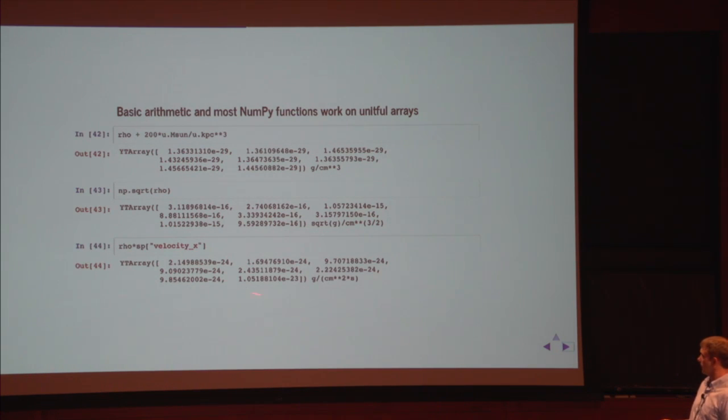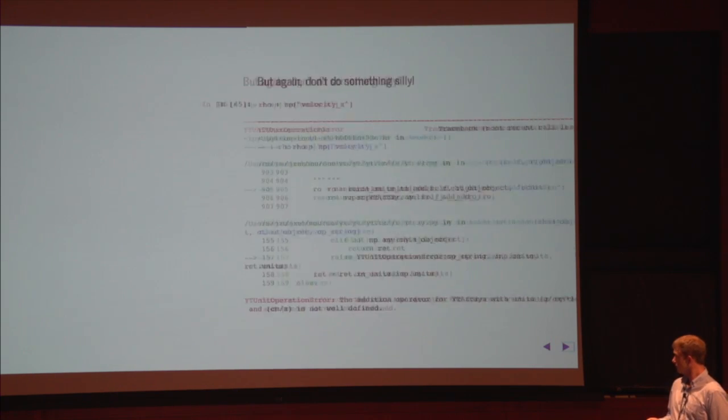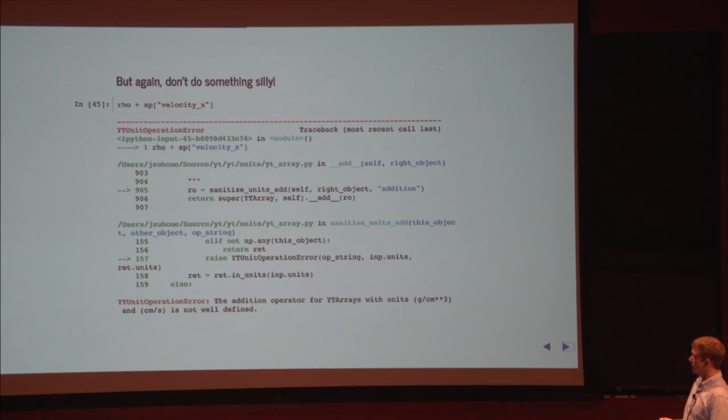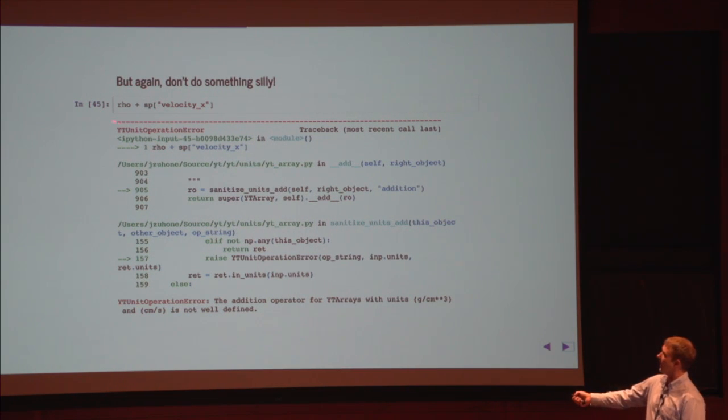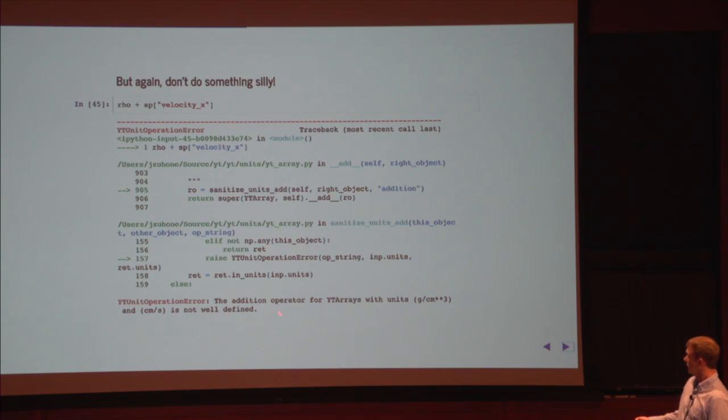And I can also multiply, so I'm just going to multiply rho times the velocity x from the same sphere, give me a momentum density. But again, don't do something silly. What if we tried to add rho plus the velocity? Well, those aren't in the same dimensions either, right? But it won't chide you too much. It will say the addition operator for YT arrays with units of grams per cubic centimeter and centimeter per second is not well defined. It won't say, that's crazy, why are you doing that? It will just say, look, I don't think you can do that.